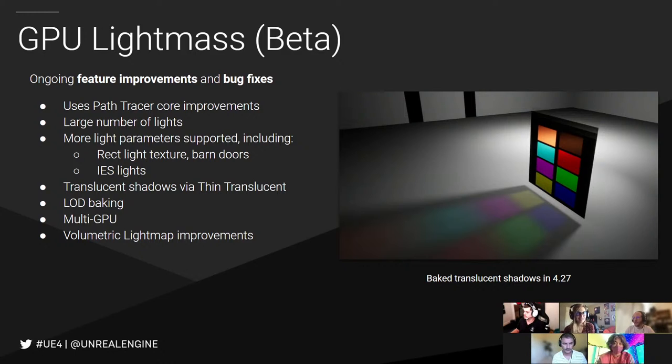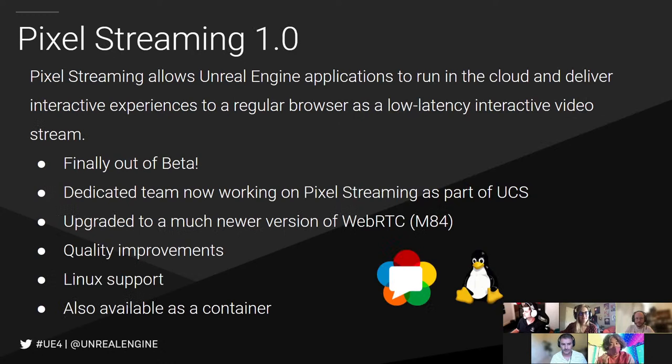Finally, there's been a number of sampling improvements to volumetric lightmap baking. So those have better quality and take less time as well. So with that, I'll hand it back to Ryan to talk about pixel streaming.